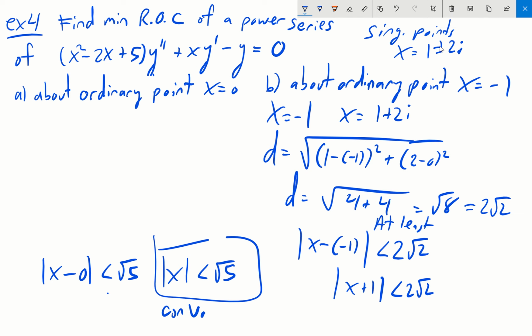Again, how do we find that minimum radius of convergence? Again, it's found by taking the distance between the ordinary point where you want to center your series and the nearest singular point.